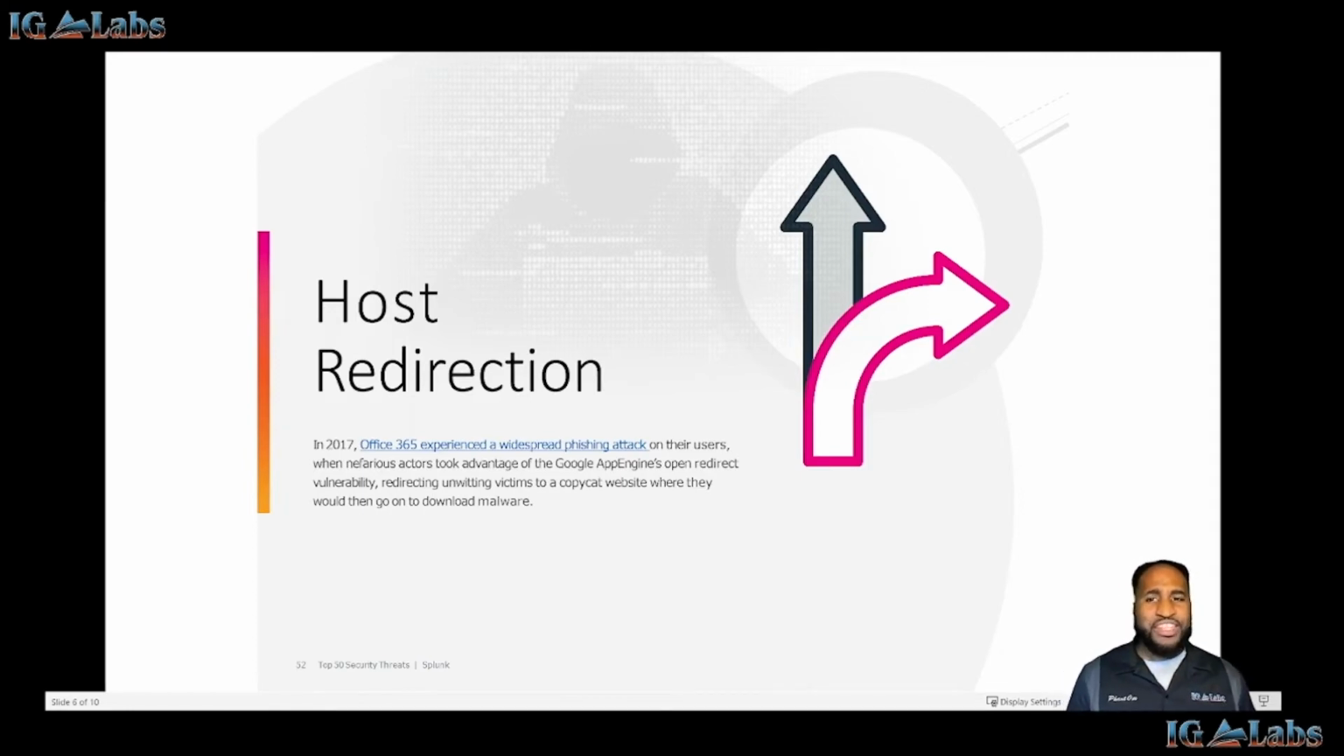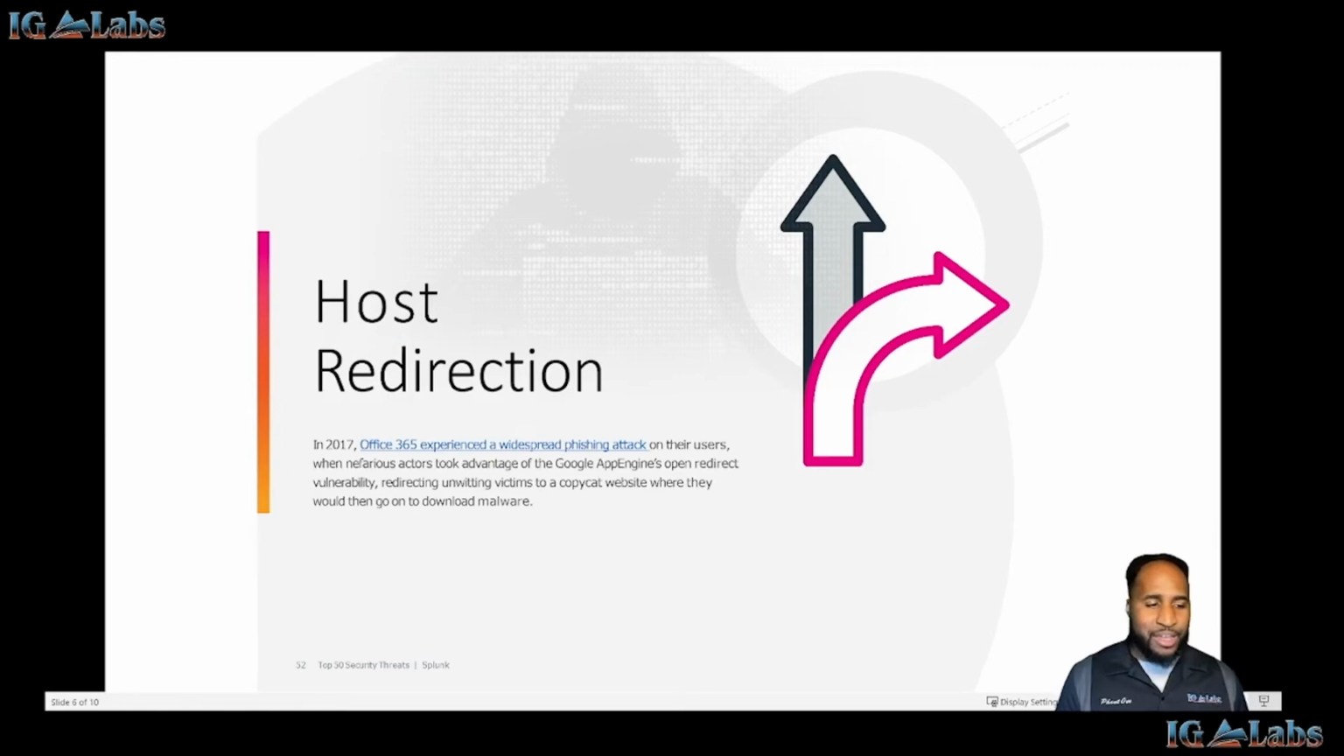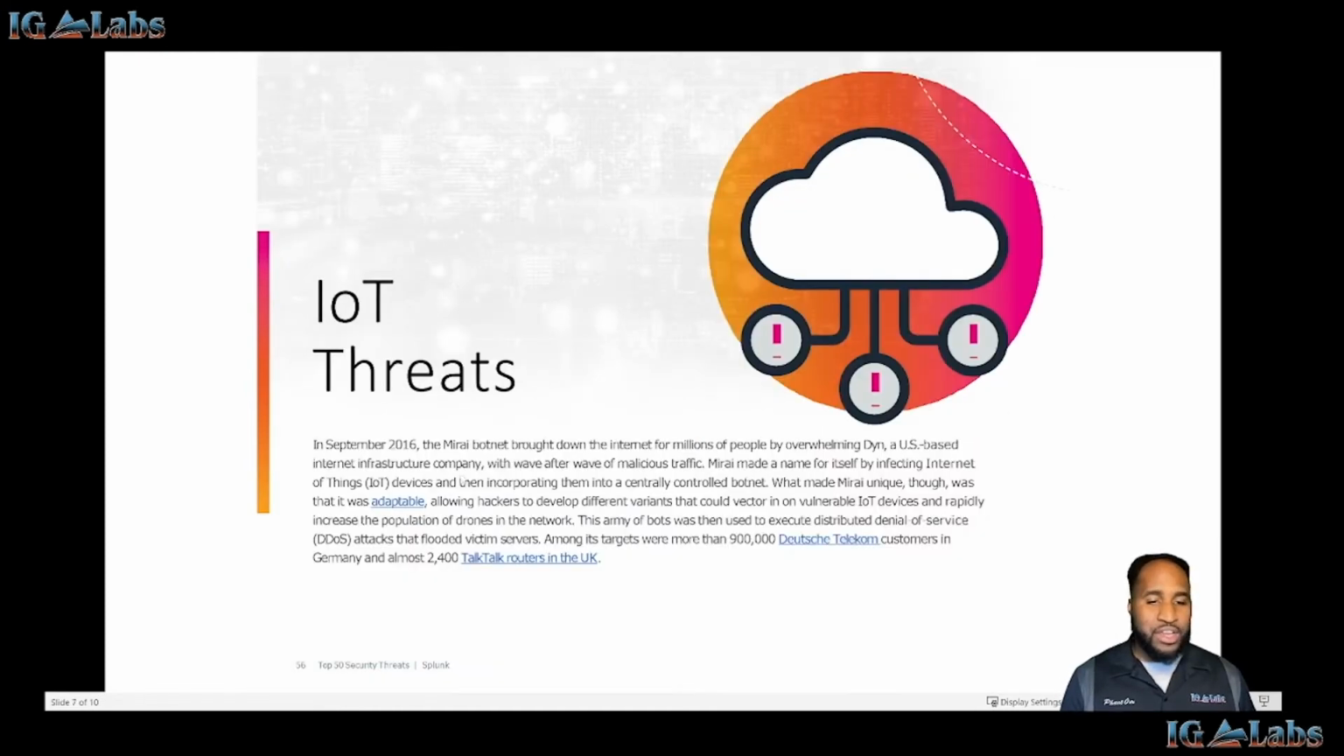And a greater example of this would be back in 2017 when Office 365 experienced a widespread phishing attack. In this attack, threat actors took advantage of a Google App Engine open redirect vulnerability, sending users to a non-legitimate website where they actually downloaded the malware. And again, that just goes back on us. We got to be observant for these things because they can happen and you won't even realize them at times. And next thing you know, you're owned and your information's out there.